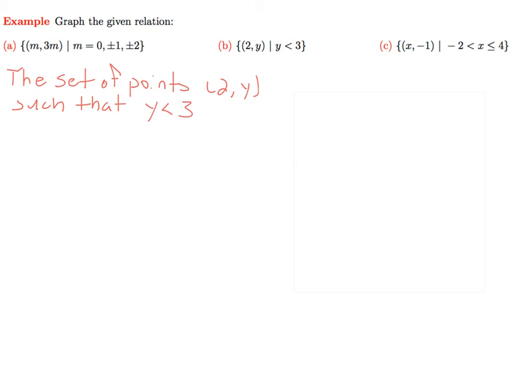So this means that all of the points in this relation have the same x coordinate, namely 2. Okay, and we see that from the fact that the x-coordinate is 2 over here, and the y values are strictly less than 3.